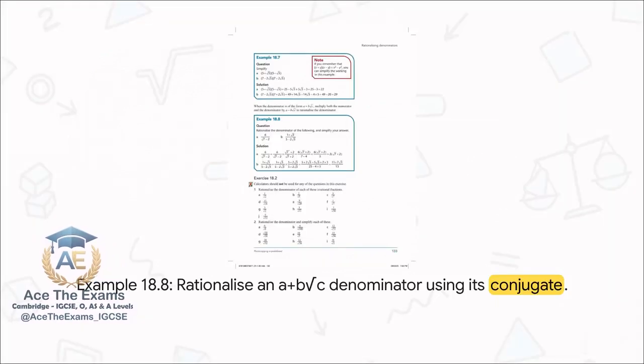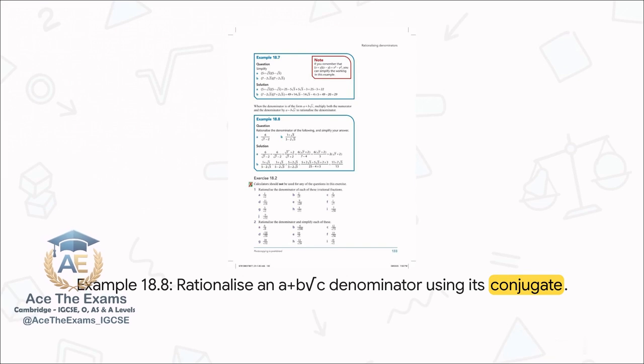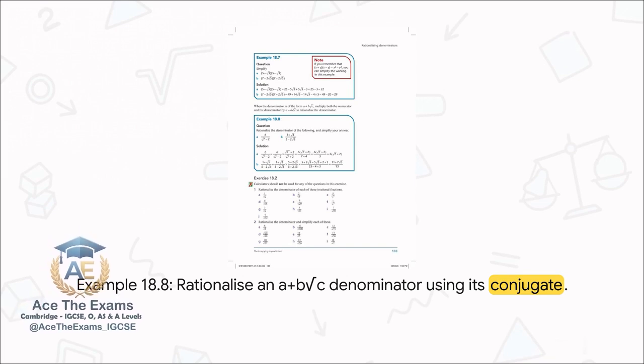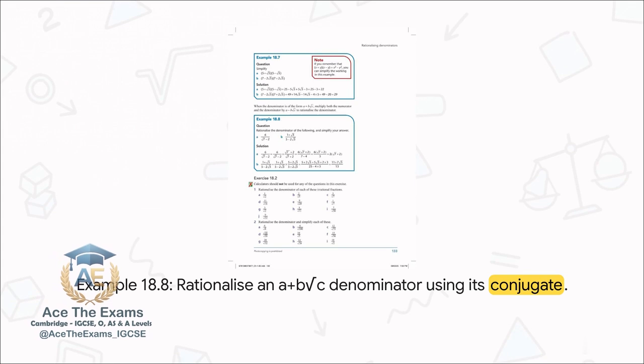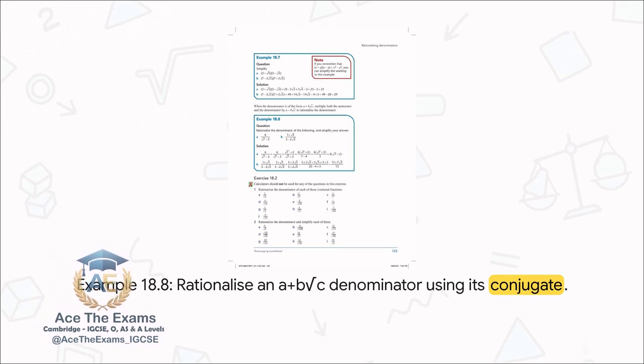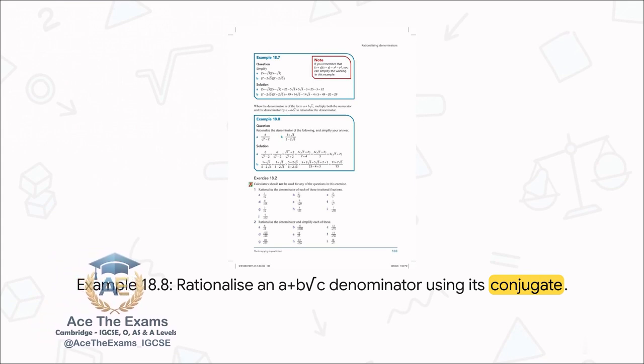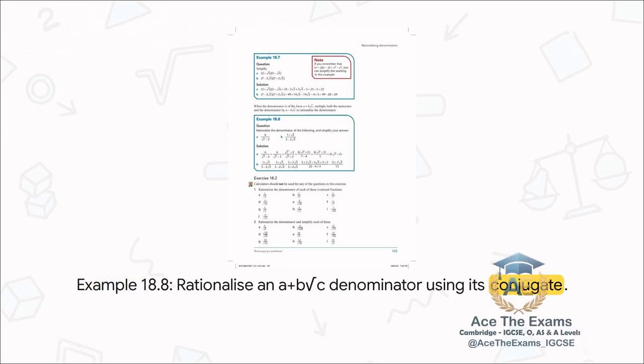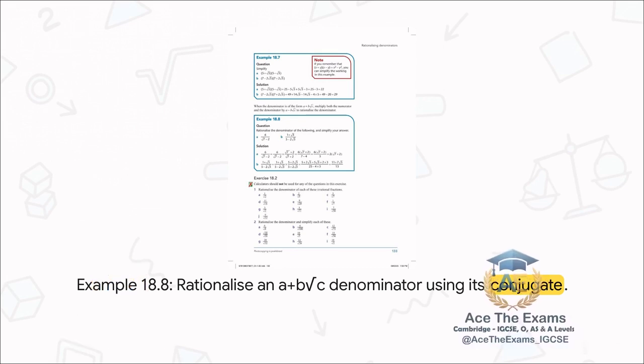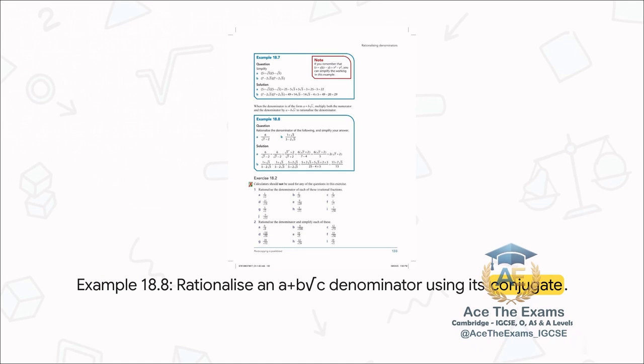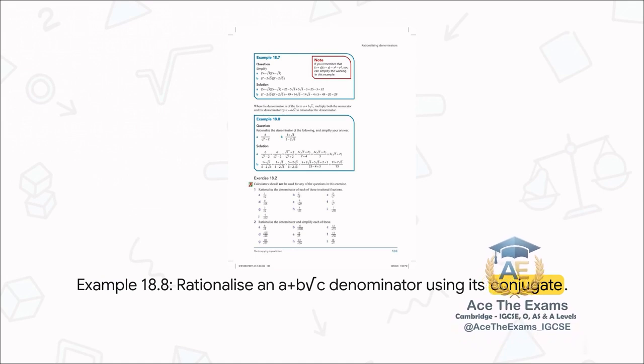Take the fraction 6 over root 7 minus 2. That denominator is a bit messy. To rationalize this, we multiply the top and bottom by what's called the conjugate. The conjugate is the exact same terms as the denominator, but with the opposite sign in the middle. So we multiply top and bottom by root 7 plus 2. Why? Because of that difference of squares rule.